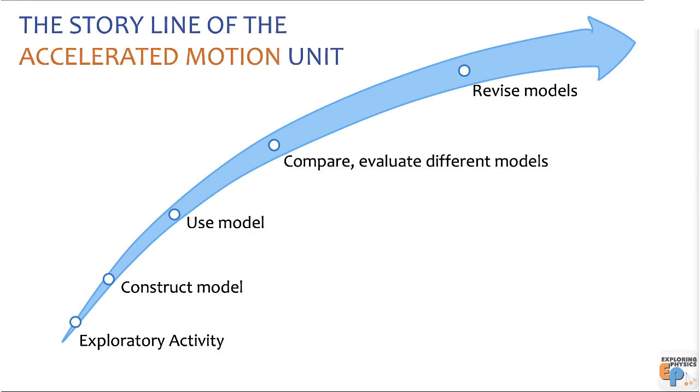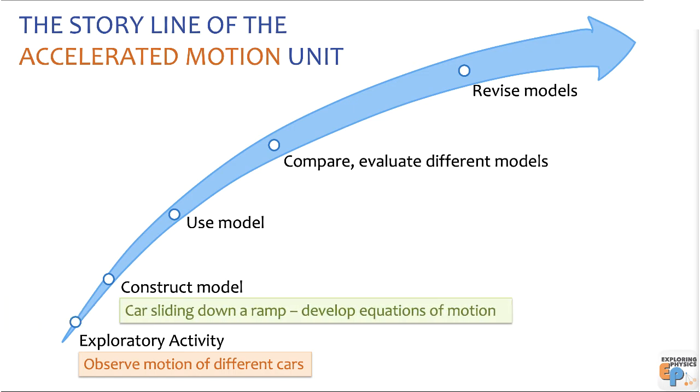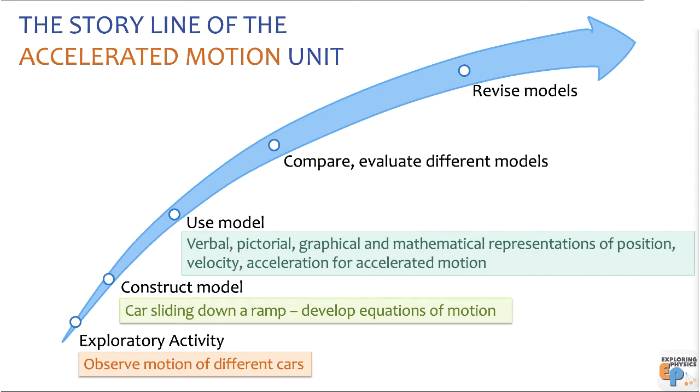An example of the storyline for the accelerated motion unit in the Exploring Physics Curriculum app is shown here. In the exploratory activity, students observe the motion of different cars. They then construct the model of accelerated motion with a lab of a car sliding down a ramp and develop the equations of motion. Then they express and use the model using motion diagrams, position time, velocity time, and acceleration time graphs, and the motion equations.